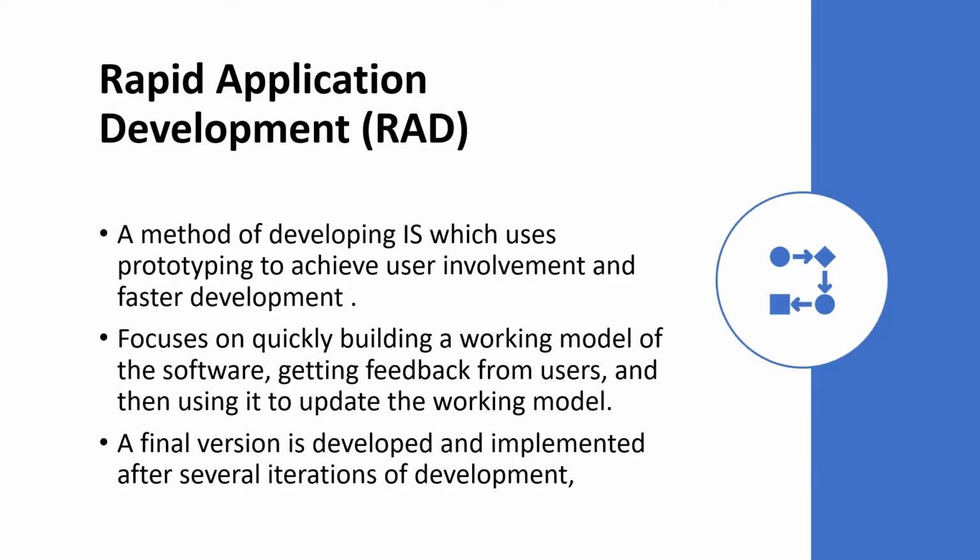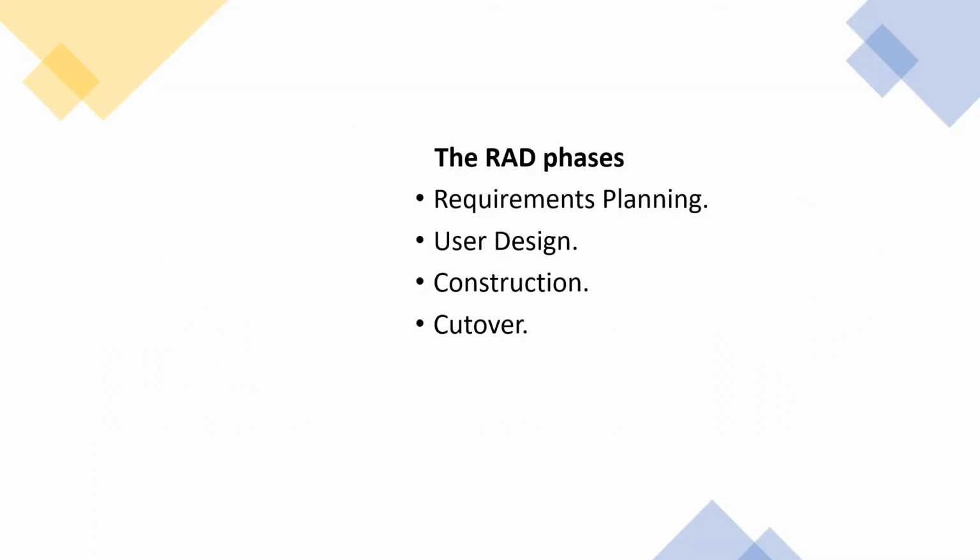Rapid application development is a method of developing information systems which uses prototyping to achieve user involvement and faster development. It focuses on quickly building a working model of the software, getting feedback from users, and then using it to update the working model. And a final version is developed and implemented after several iterations of development. The RAD phases are requirements planning, user design, construction, and cutover.